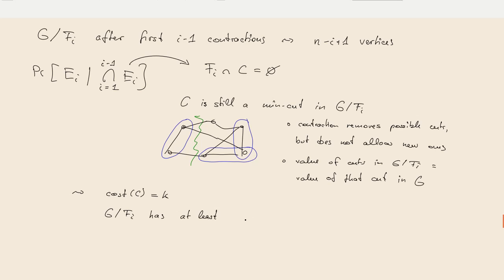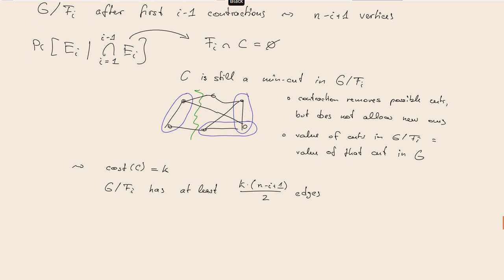It must have at least K times (n minus i plus 1)/2 edges, because that's the number of vertices. That's the same argument as before. No node can have degree less than K, and that's the number of vertices, so it must have at least so many edges.